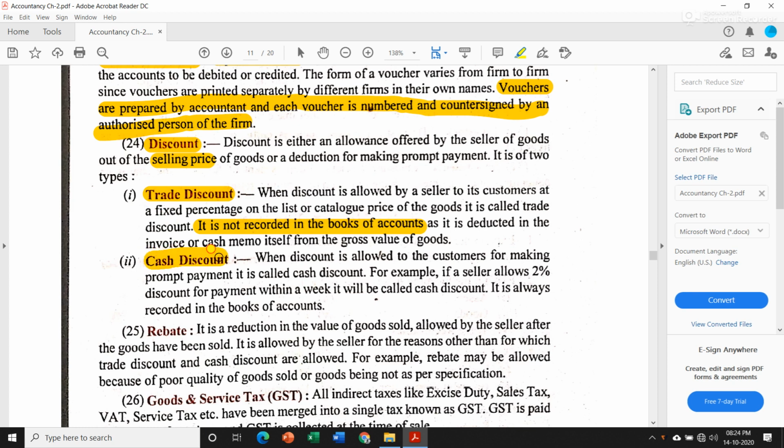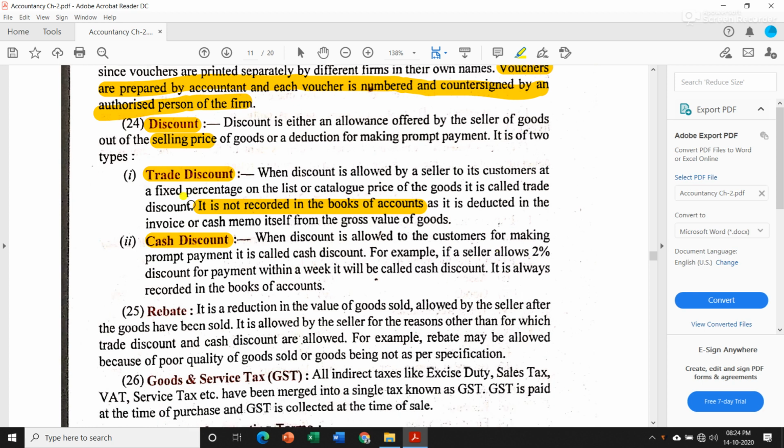Now cash discount. When discount is allowed to the customers for making prompt payment, it is called cash discount. If the buyer makes immediate payment, then the seller will give cash discount. For example, if a seller allows 2% discount for payment within a week, meaning he puts up a condition that if the buyer makes the payment within a week, he will give 2% discount. If the buyer pays within that week, he will get 2%, otherwise he will not get this 2% discount. Trade discount we don't record in books, but cash discount we record in the books of accounts.